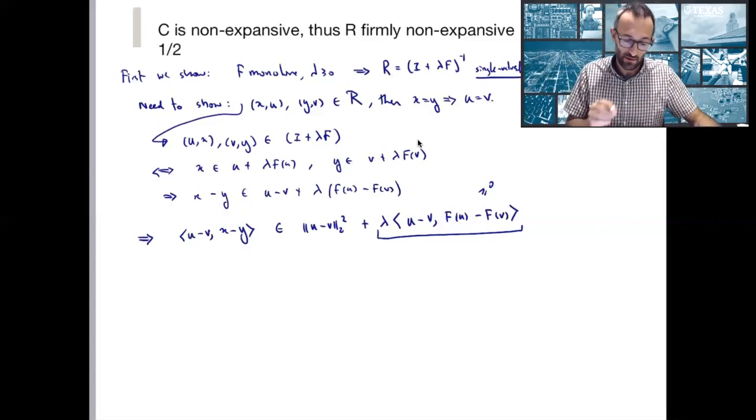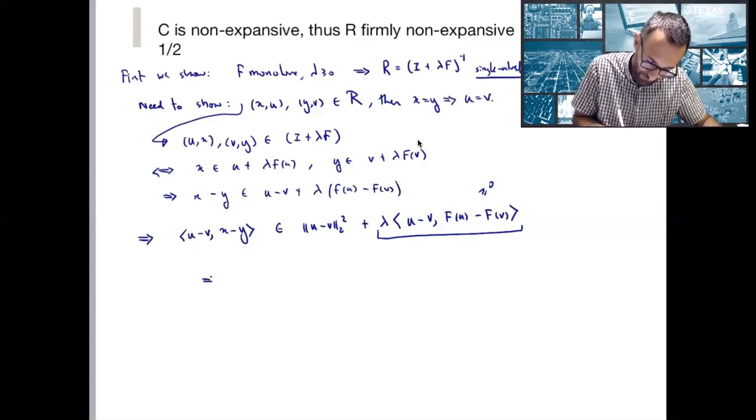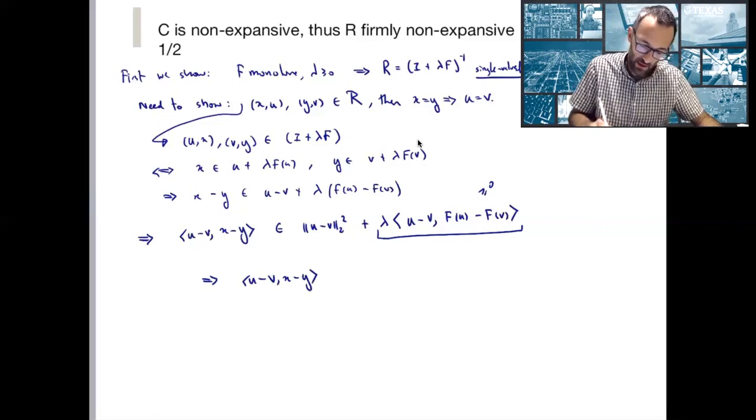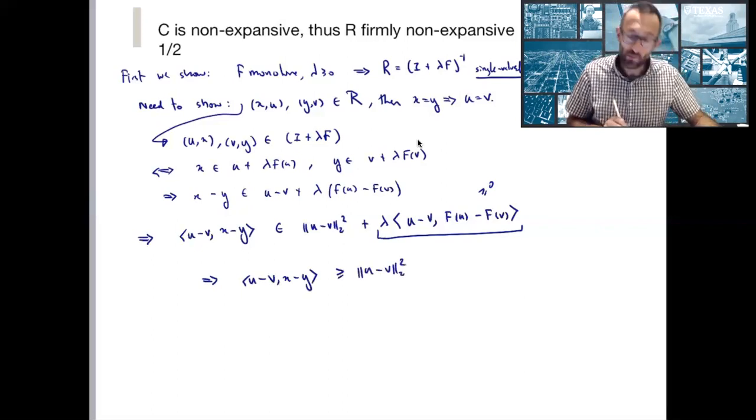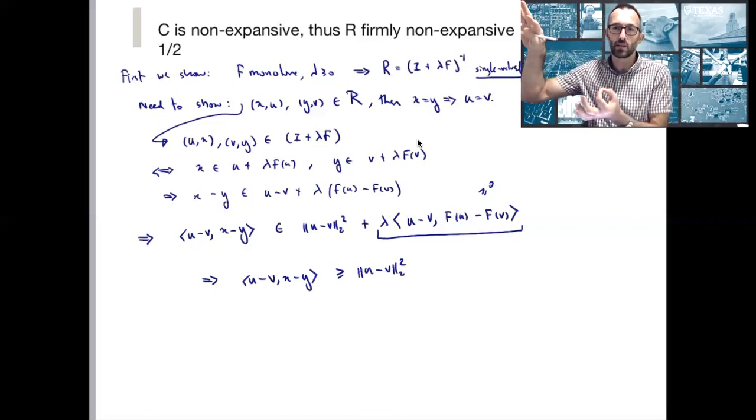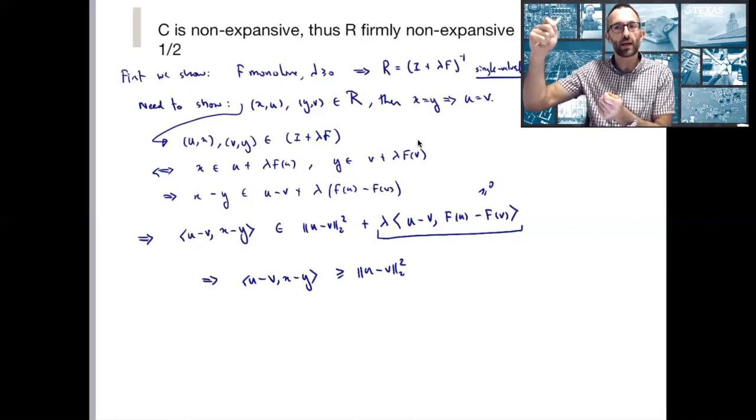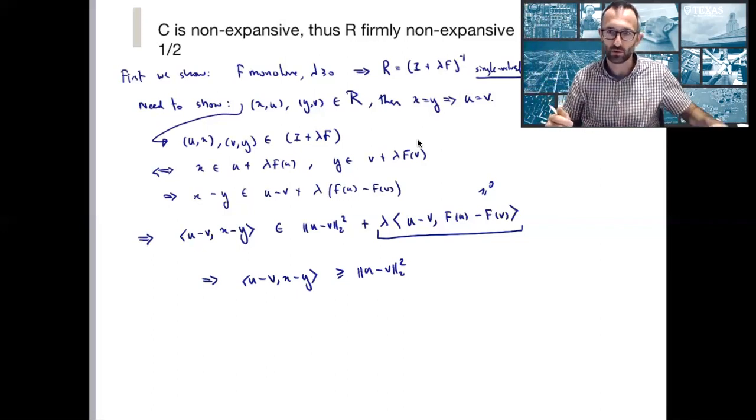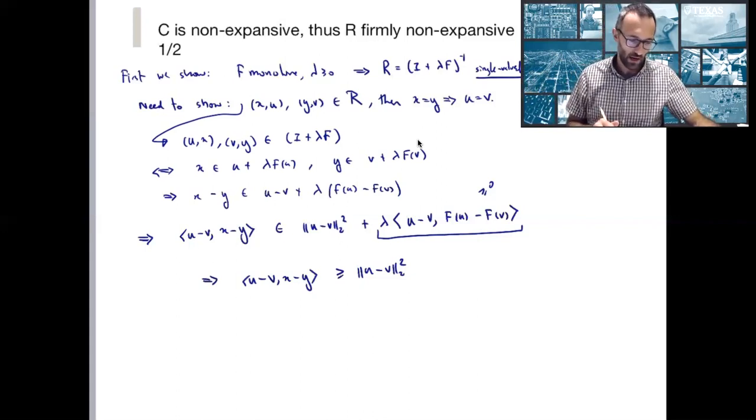But that immediately implies that the dot product of u minus v and x minus y is greater than or equal to u minus v squared. If this dot product were an element of a set that's something plus a bunch of things that are non-negative, then it has to be greater than or equal to. I didn't mean positive orthant, I just mean non-negative. At this point, we took the dot product, so it's non-negative. And now we're in business.